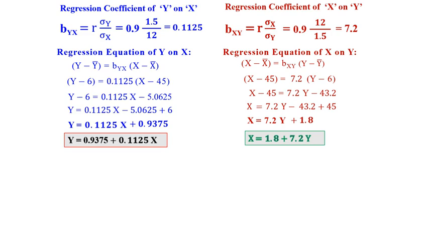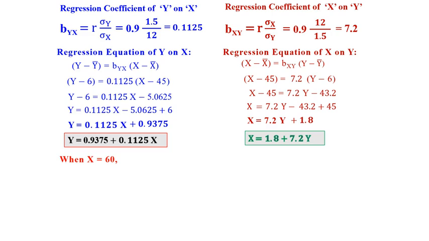7.2y. Let us find out the sales when advertisement expenses are given and advertisement expenses when sales are given. So first of all, let us find out when x equals 60. Sales are given as 60 crores. What will be the advertisement expenses is the question.